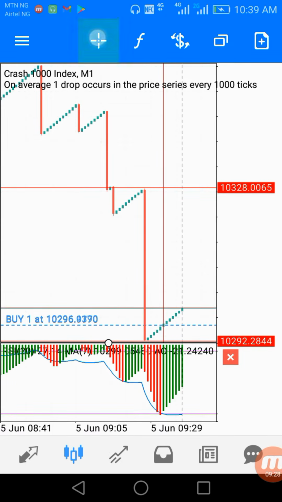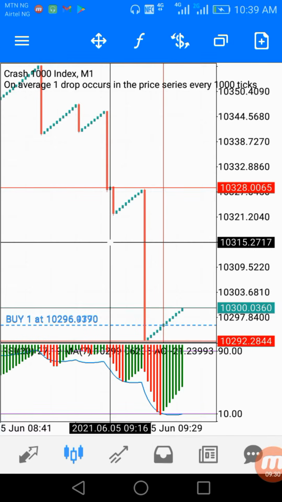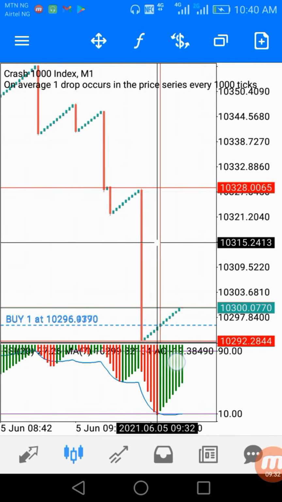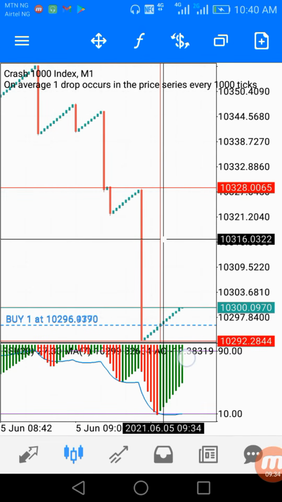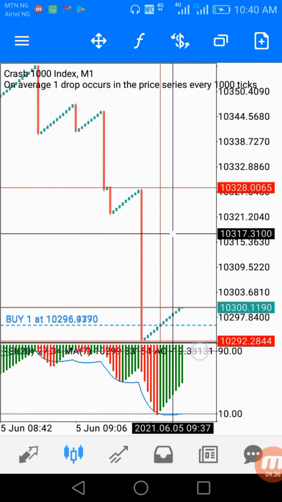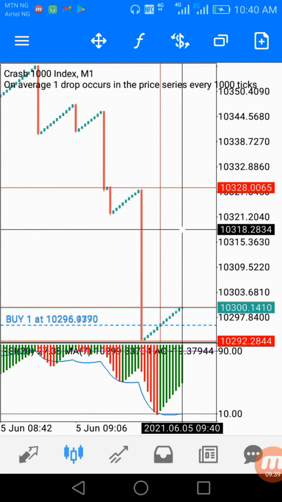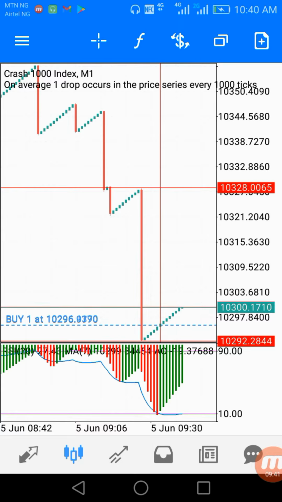So with that being said, let's count the number of candles we've taken so far. This is 1 2 3 4 5 6 7 8. Okay, 2 candles to go. So let's continue, guys.